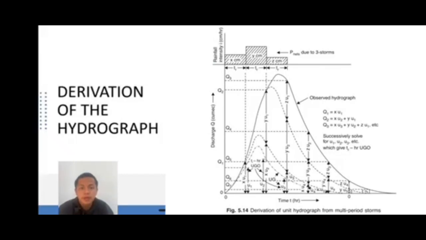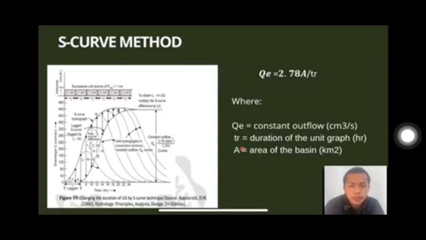This is the formula from earlier with the corresponding constants, and these are the rainfall intensities. QE is equal to 2.78 A over TR, where QE is the constant outflow in cubic centimeters per second, TR is equal to the duration of the unit graph in hours, and A is equal to the area of the basin in square kilometers.